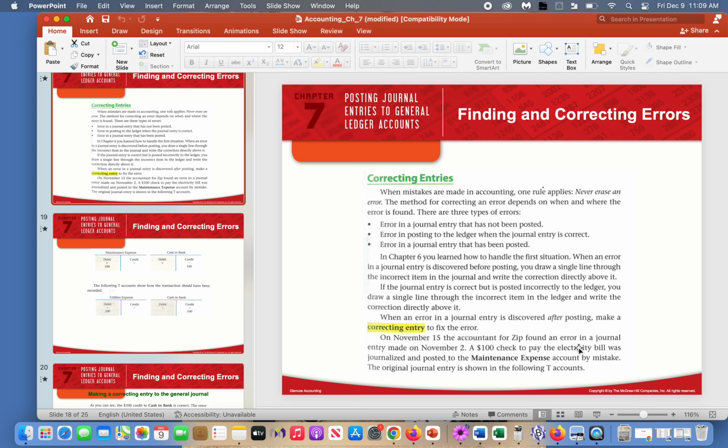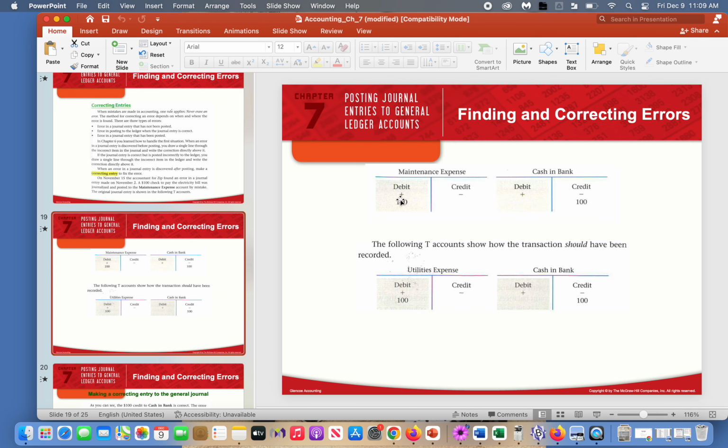So what account falls under electricity? Telephone, water, electricity, that's all utility. So it should have gone to a debit in the utility expense. But it was journaled and posted to the maintenance expense by mistake. So this is what happened. We had a debit and a credit. Cash and bank is good.